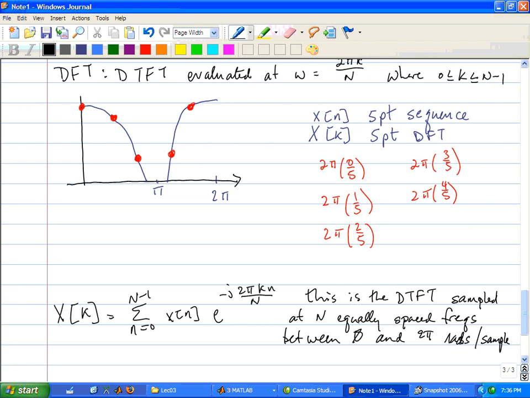Okay, let's skip the bit about the orthogonal basis just yet. That's important, but we'll skip it for now.